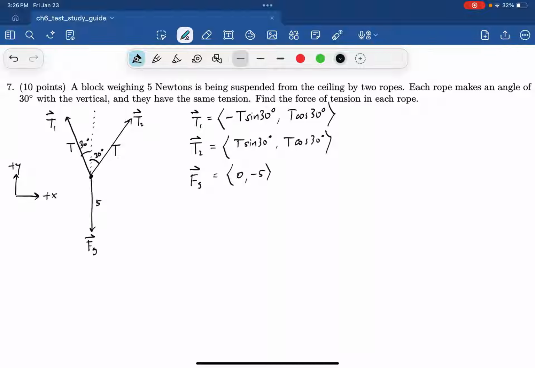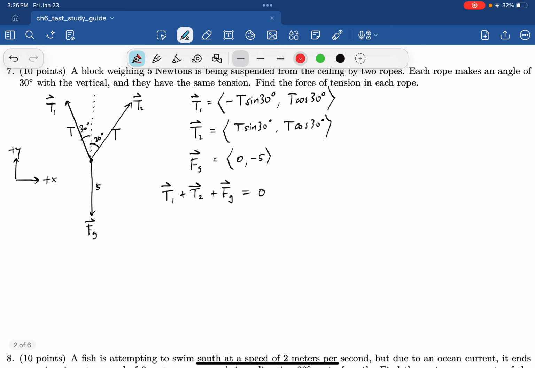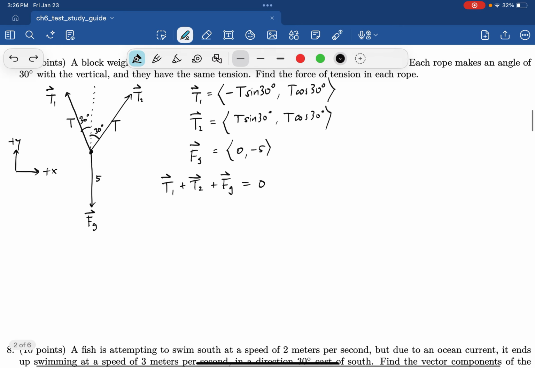Okay, so the criteria for this block being suspended is that all the forces have to add to 0 as vectors. Not as numbers, but as vectors. And so that means that all 3 x components must add to 0, and all 3 y components must also add to 0. Okay? The x components certainly do add to 0 because that just cancels out. And so our criteria here is that the y components must add to 0.